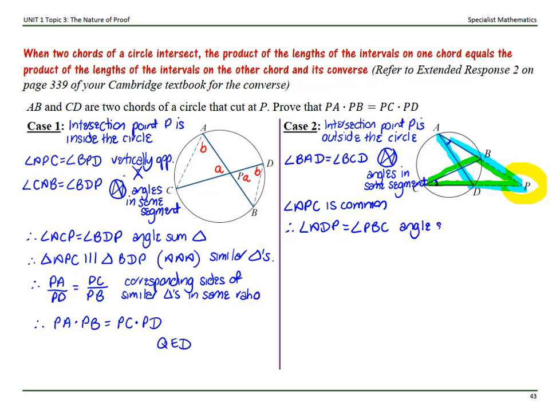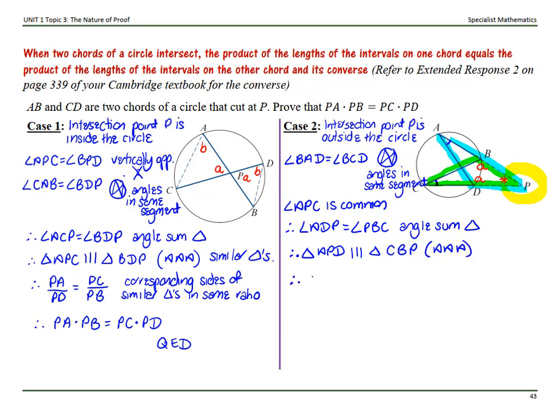Now I'm going to label that on there so you can see which angles we're talking about. So that one in the green triangle and that one in the blue triangle, because you have to get those ratios right. And then we know this angle here is common. Okay, so therefore triangle APD is similar to triangle CBP because they have 3 equal angles.